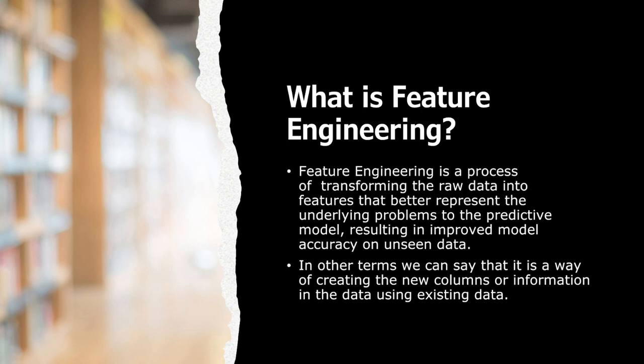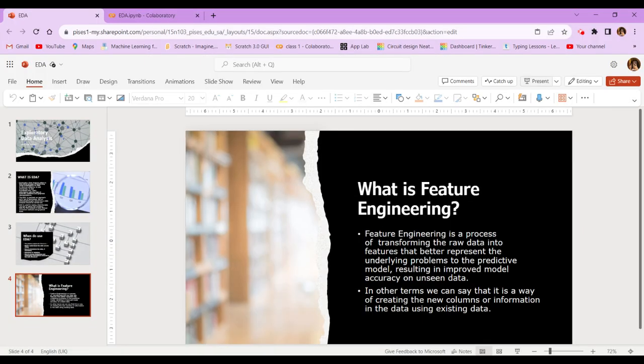Now, what is feature engineering? Feature engineering is a process of transforming the raw data into features that better represent the underlying problem to the predictive model, resulting in improved model accuracy on unseen data. Now, this paragraph is trying to say that feature engineering helps us get the model accuracy high, and many more things. In other terms, we can say that it is a way of creating new columns or information in data using the existing data. Now we're going to move on to the coding part.